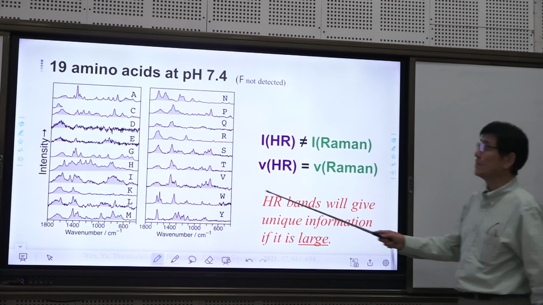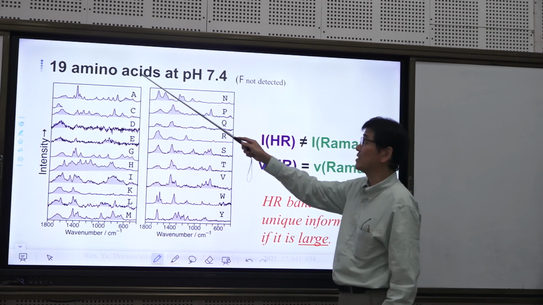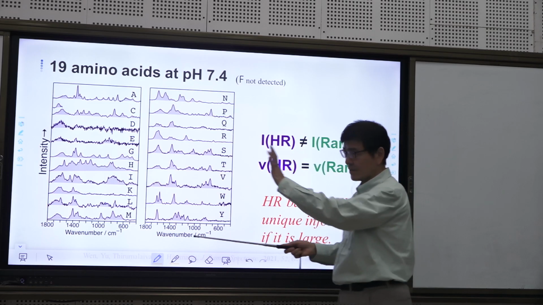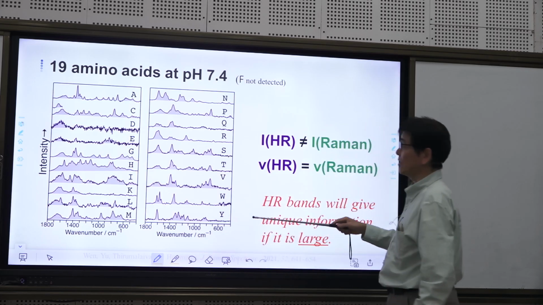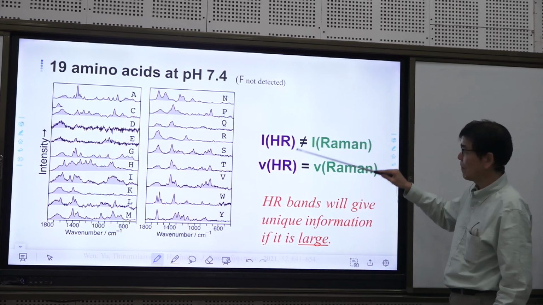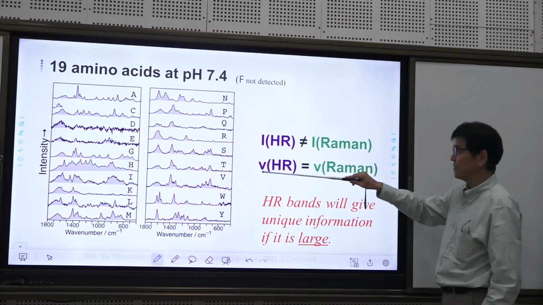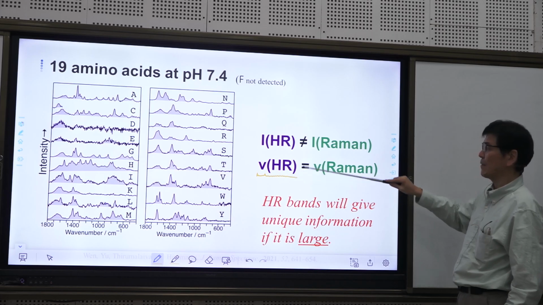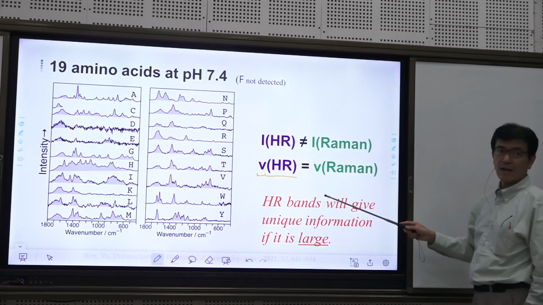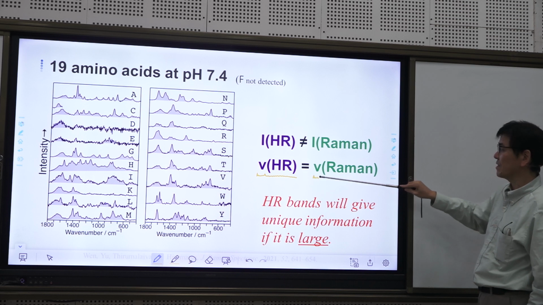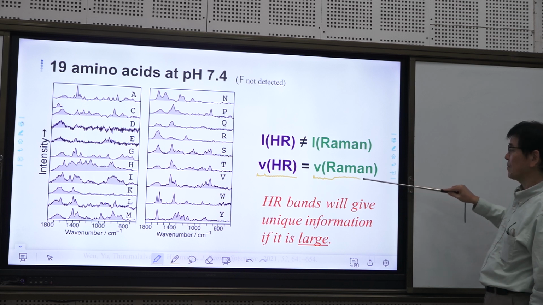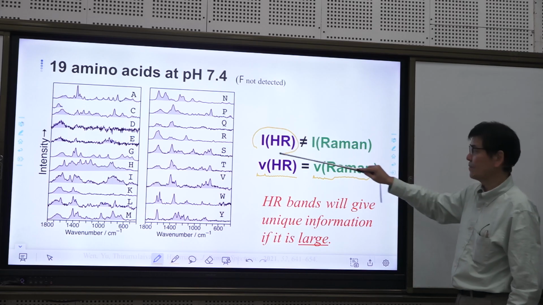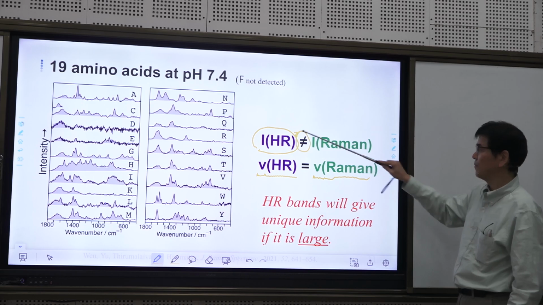So here is a list of the 19 amino acids at pH 7.4. I skip the details, but in summary, in most cases, the frequency of the hyper-Raman peak is mostly identical with the frequency that appears in the Raman spectrum. Intensity is different between them.